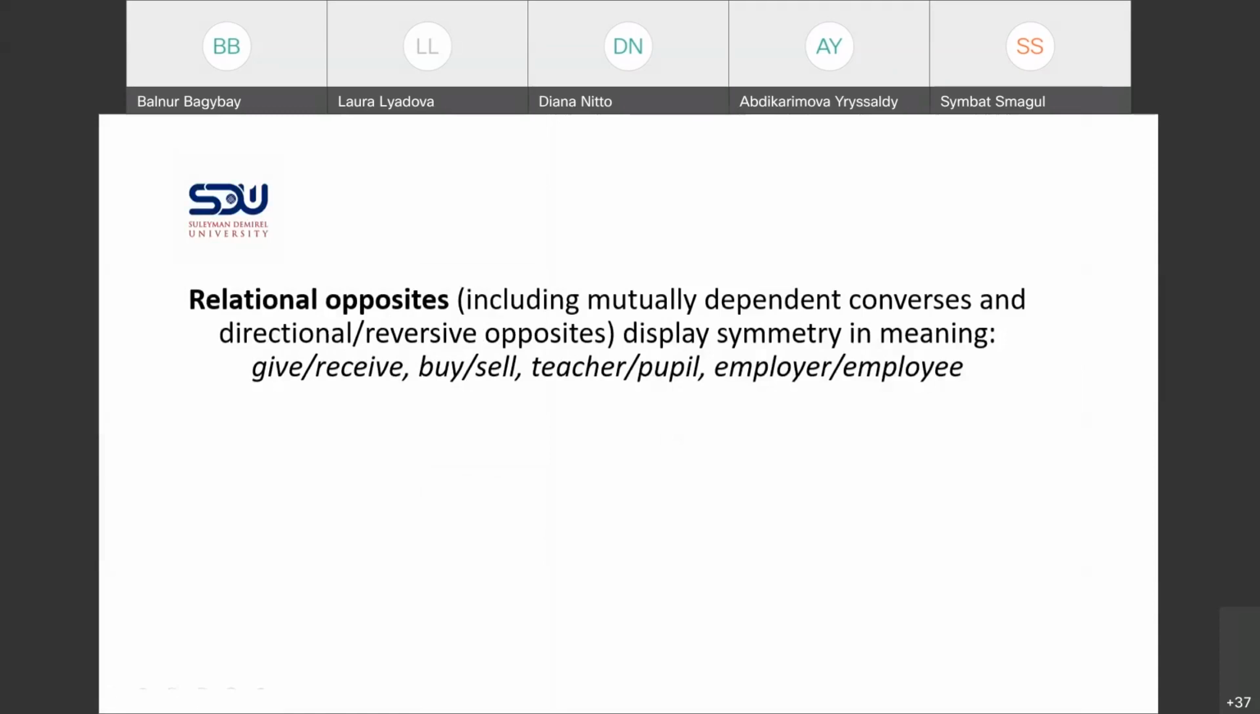They also include mutually dependent converses and reversive opposites. What the relational opposites do is display some kind of symmetry in meaning, some kind of similar wholesomeness, as in give and receive, buy and sell, teacher and pupil, employer and employee. It's like making something whole, providing a symmetry in the context. That's about the relational opposites.